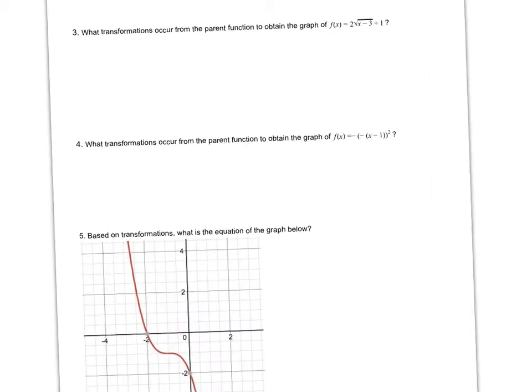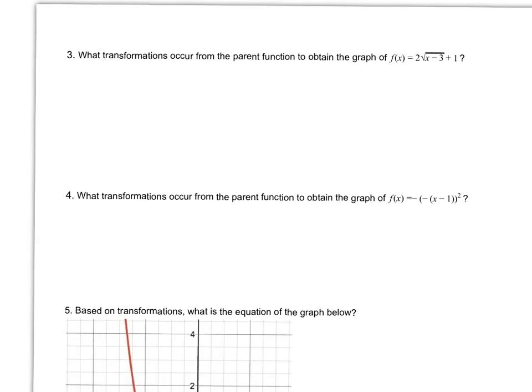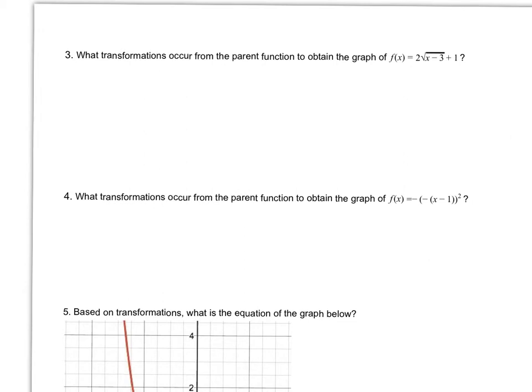Alright, so a couple questions on transformations. What transformations occur from the parent function to 2 times the square root of x minus 3, plus 1? Well, we should always start on the inside, so I would start with this x minus 3. So any adding and subtracting on the inside is going to be a horizontal shift, the opposite direction of the sign. So in this case it is minus 3, so that's going to cause a shift to the right of 3.